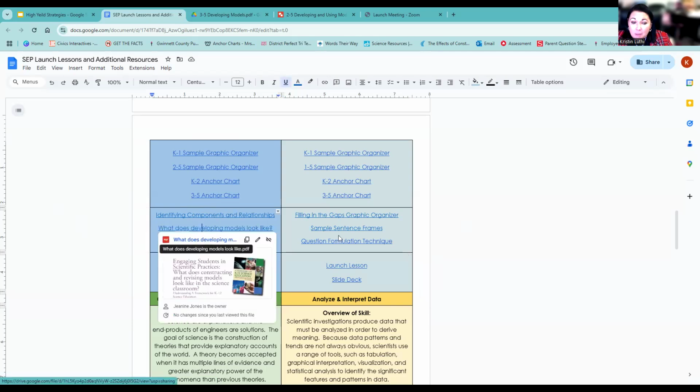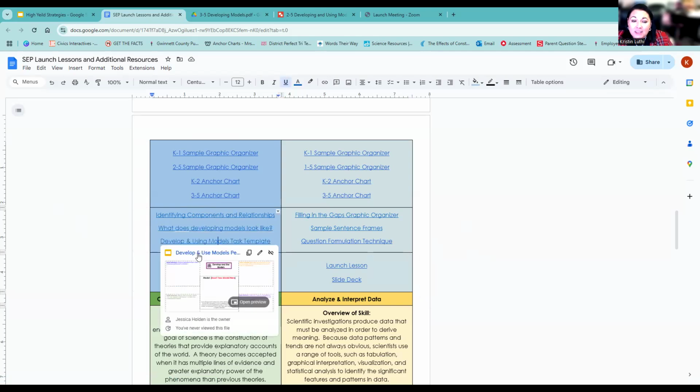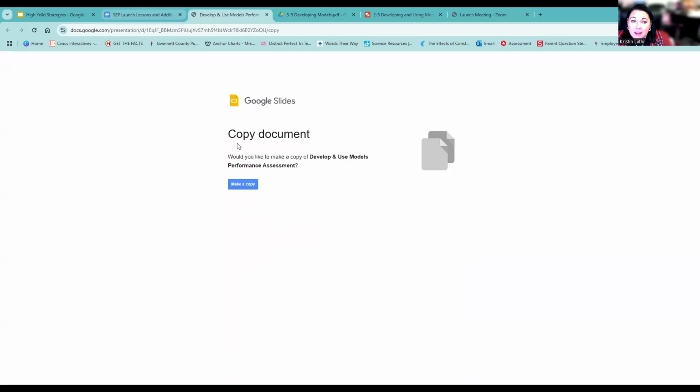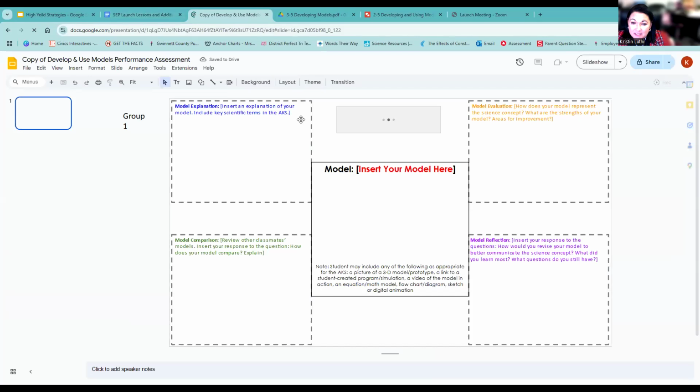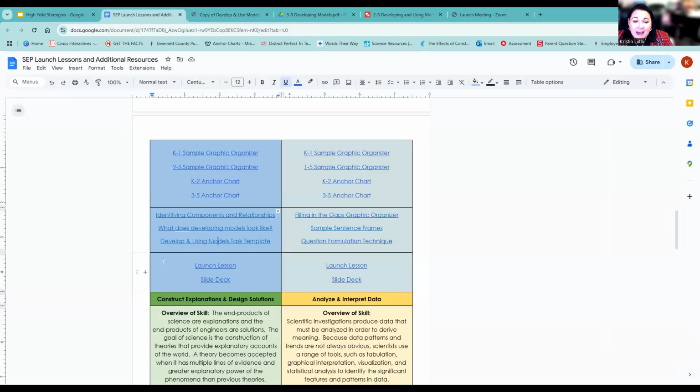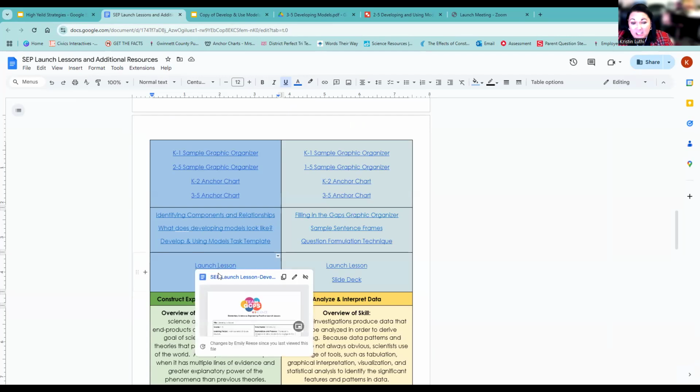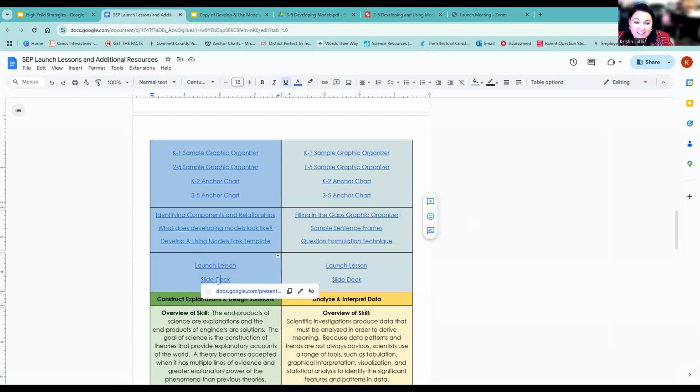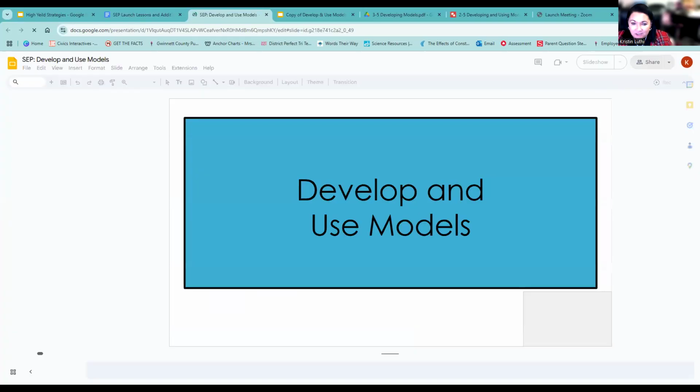What does developing a model look like when I am developing and using models? This is a performance assessment for your students. We also have our launch lessons, which is going to be like that direct instruction around the specific science and engineering process, and the slide deck that goes along with it.